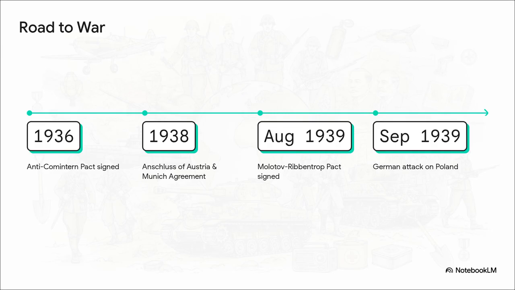Then, in a huge pivot in August 1939, Nazi Germany and the USSR signed the Molotov-Ribbentrop Non-Aggression Pact, which secretly divided up Central Europe. And that directly paved the way for the September 1st invasion of Poland we just talked about, which finally pushed the UK and France to declare war.